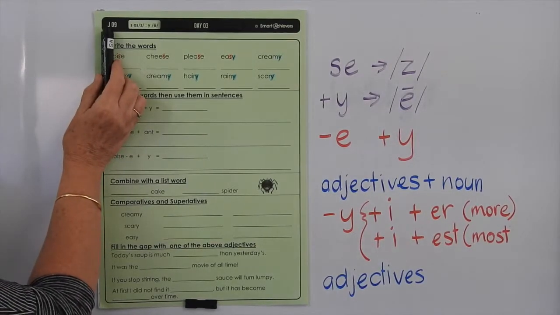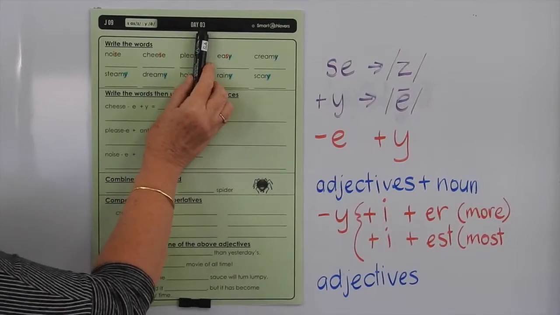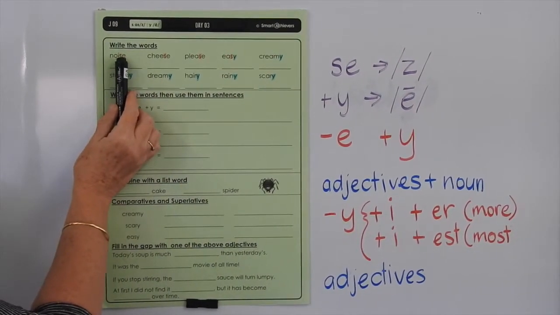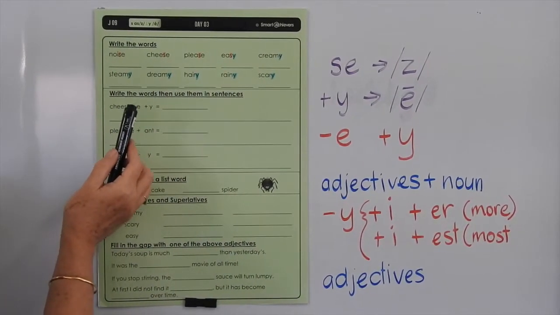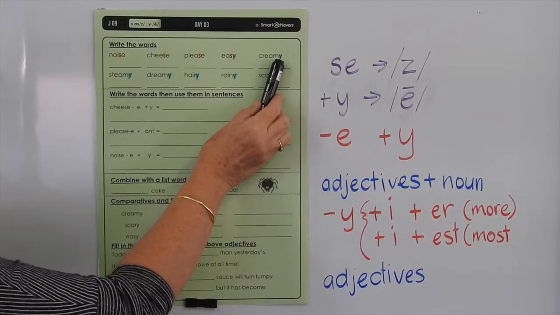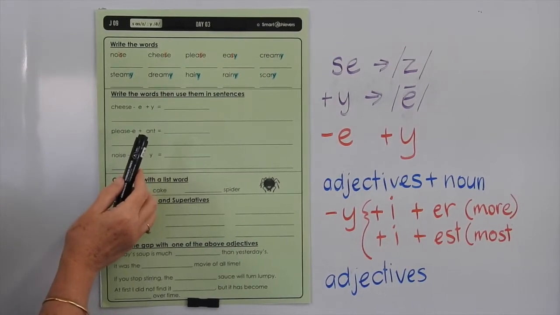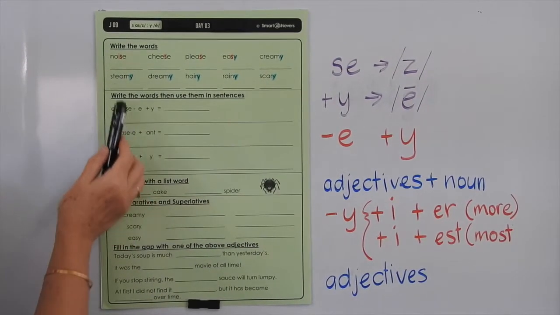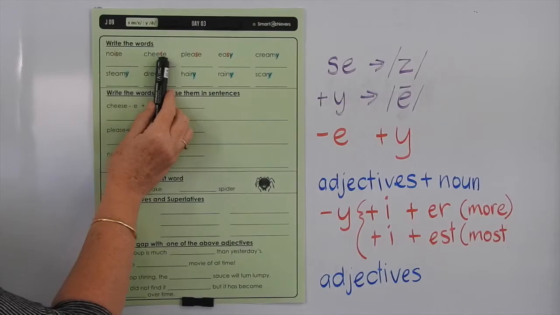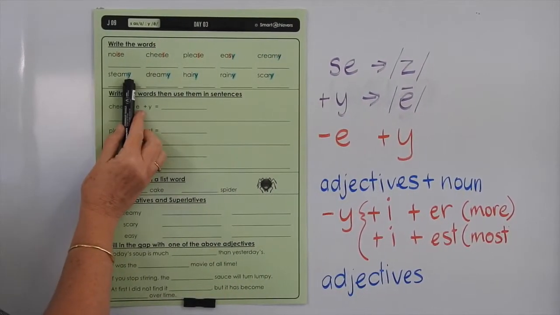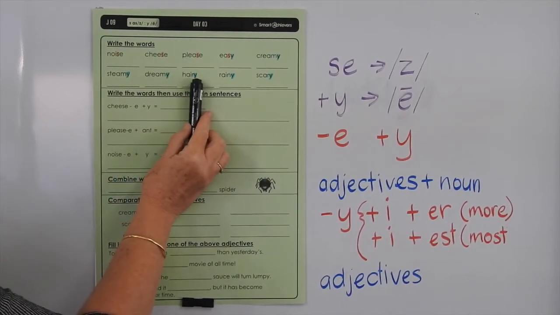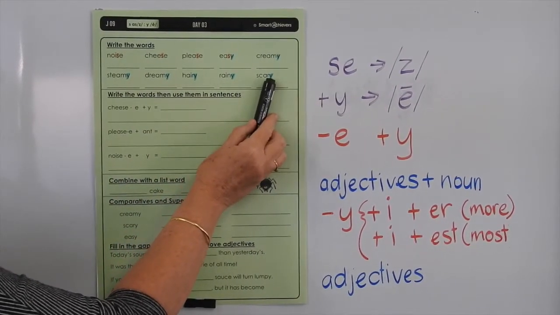This is level J, list 9, and we're doing the day 3. And here we're looking at the S making a Z sound, which it does quite frequently, and the Y at the end of a word making an E sound. So here we've got noise, cheese, please, easy, creamy, steamy, dreamy, hairy, rainy, scary.